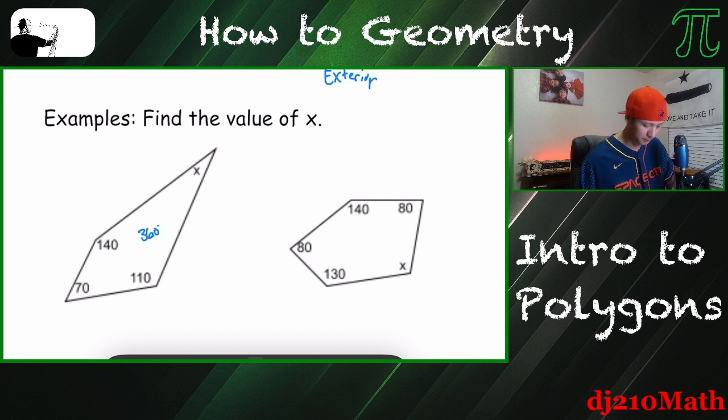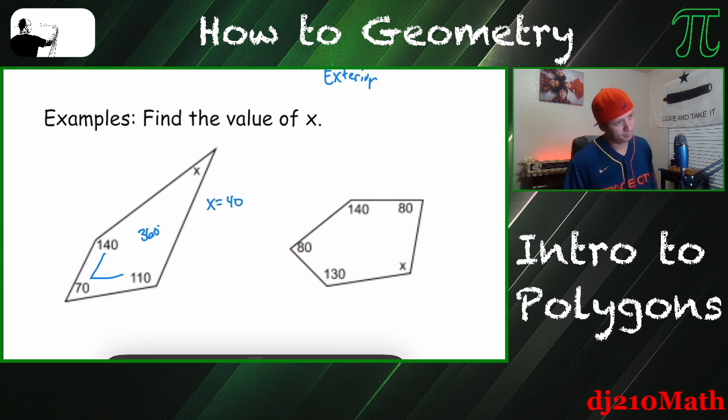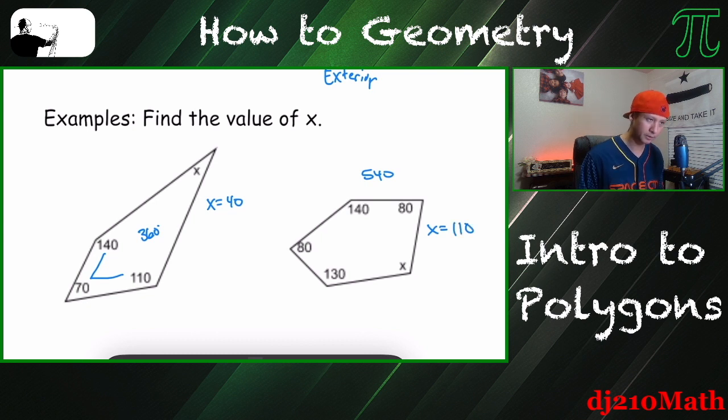That's non-negotiable. So if I know 3 of the 4, I can definitely figure out the fourth. So I'm going to add up 140, 70, and 110 and subtract it from 360. All right, x is going to equal 40. Five-sided shape. I know that these must add up to 540. So again, 540 minus these 4, we can figure out the fifth. So x is equal to 110.